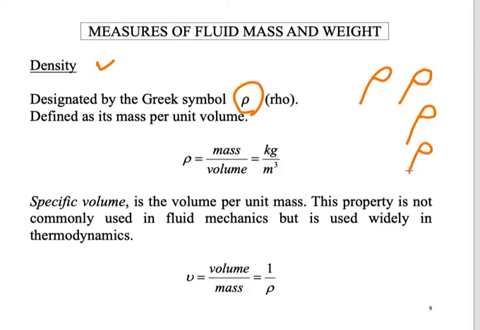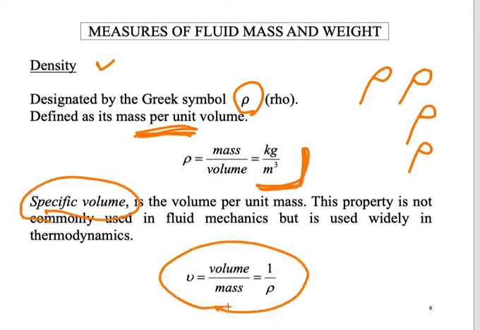This is the rho, and it is defined as mass per unit volume. The unit is kilogram per meter cube. Then we have specific volume, which is the volume per unit mass. This property is not commonly used in fluid mechanics, but it is used widely in thermodynamics. The specific volume can be written as 1 over rho.